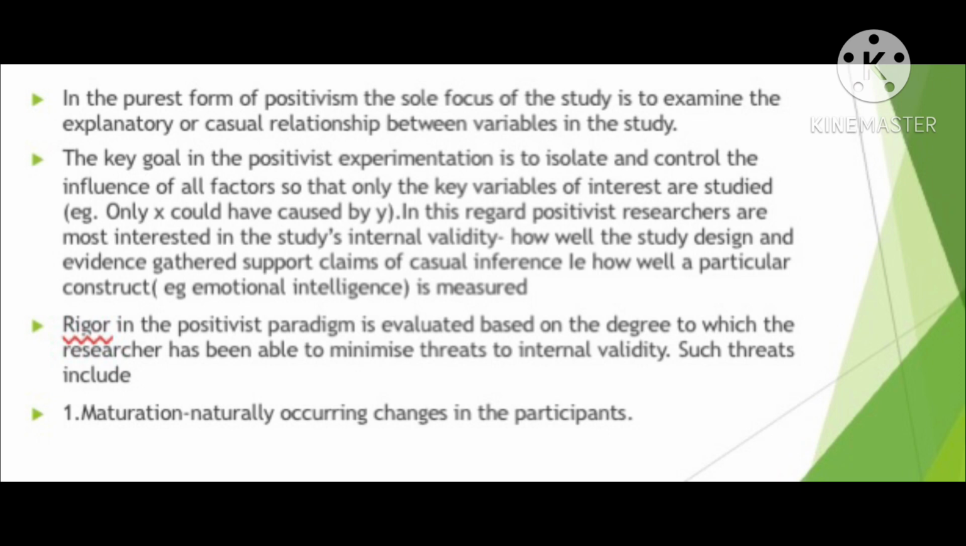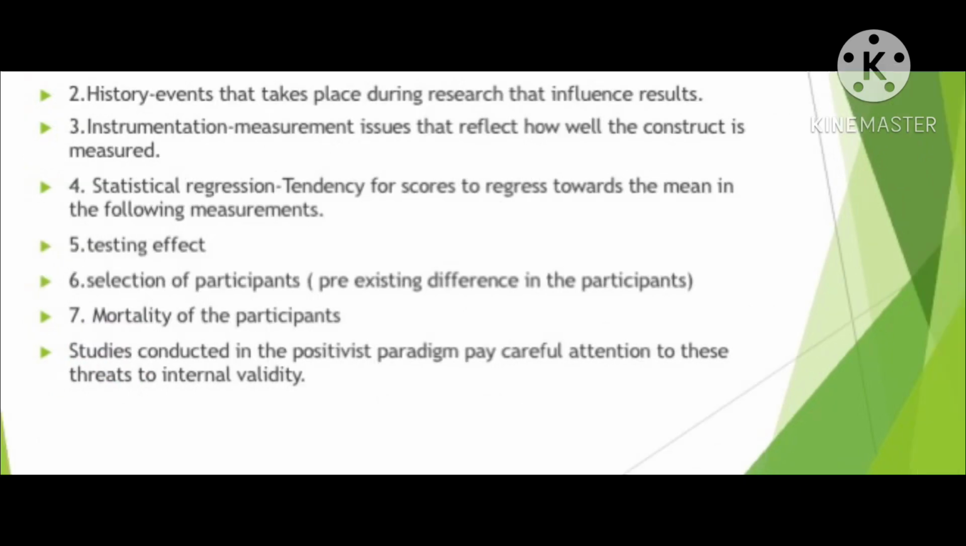Whenever the researcher is keeping all these threats under control or to a minimum, then we can say that the positivist paradigm has great rigor. Such threats include maturation, that is, naturally occurring changes in the participants. We all know that with time we all get matured. Then, what is the second threat here? That is history. History: all the events that are happening during this experiment or just before the experiment. Maybe we are checking someone's emotional intelligence, and then in order to increase the emotional intelligence, someone is giving some coaching to him, that will affect it.